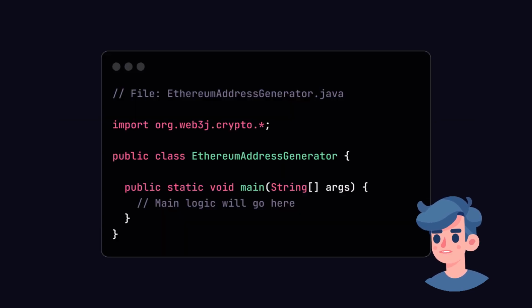Once your project structure is created, navigate to the src/main/java/com/example directory. Here, we'll create a new Java file called ethereum_address_generator.java. This file will contain the code to generate our Ethereum addresses.